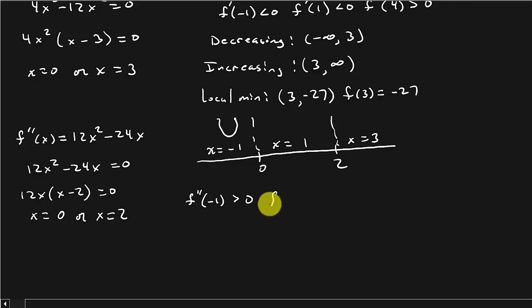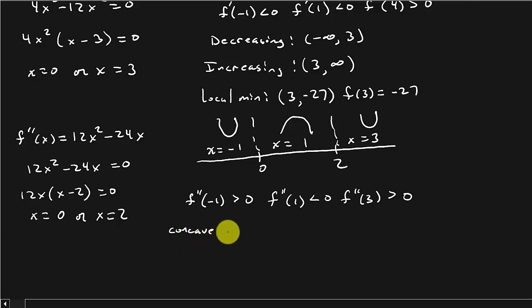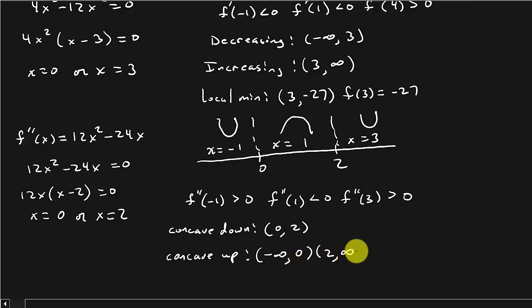And then we're going to do f double prime of 1. That's positive, that's negative, so that's negative, so that's concave down. And then f double prime of 3, that's positive, positive, so that's positive, concave up. So concave down from 0 to 2, and concave up from negative infinity to 0 and 2 to infinity. All right, so there's my concavity.